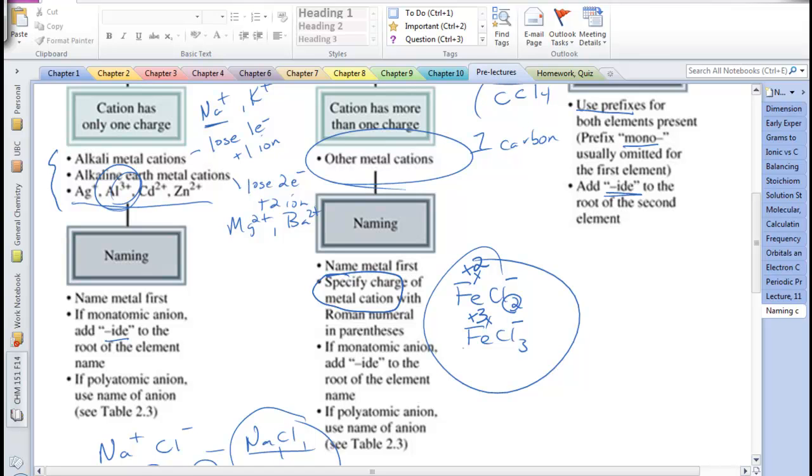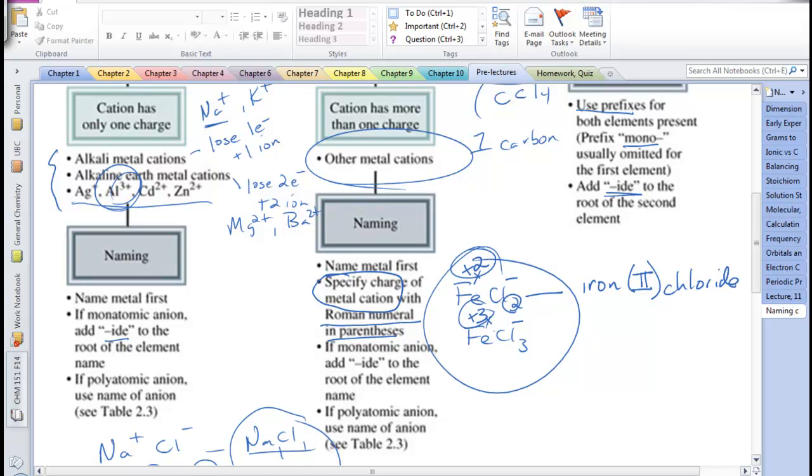So more often than not, we're going to have to figure out the charge on the metal cation from the anion. That's the first thing we have to do. And then once we know that charge, we are going to specify it. How do we do it? We use a Roman numeral in parentheses. So this first one becomes iron(II) chloride.